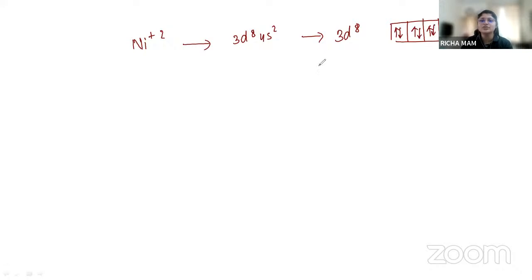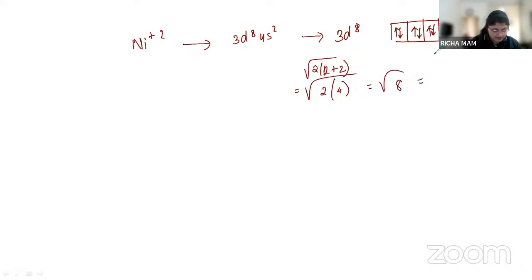Similarly for nickel, nickel plus 2. Nickel is 3d8 4s2. Nickel plus 2 means 3d8. So write the electrons 1, 2, 3, 4 first singly, then 5, 6, 7, and 8. So how many unpaired electrons? 2. So square root of 2 into 2 plus 2, so 2 into 4, it is 8 again. Square root of 8 is 2.82 Bohr magneton. Are you getting the same? Yes, Nafiza has got the same.